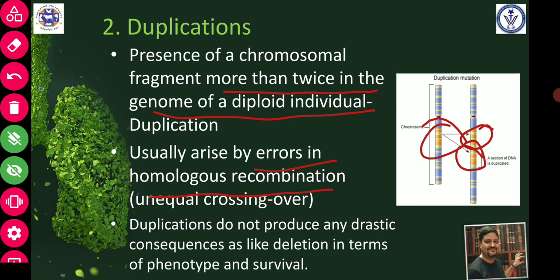So this is duplication. Duplication does not produce any drastic consequences like deletion. As we have seen in deletion, there are drastic symptoms, that is cat-cry syndrome, or the double muscling you have seen in the cattle. This kind of symptom we will not observe in case of duplication, but there will be some symptoms, as I will show.